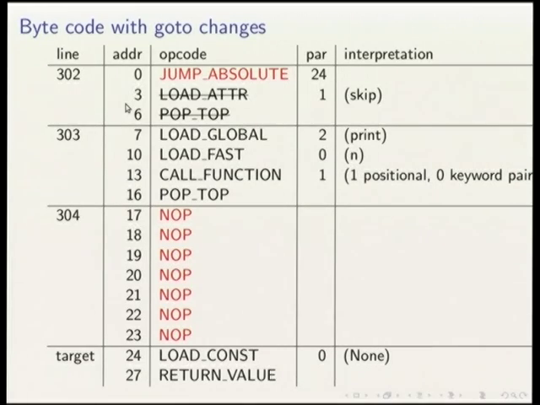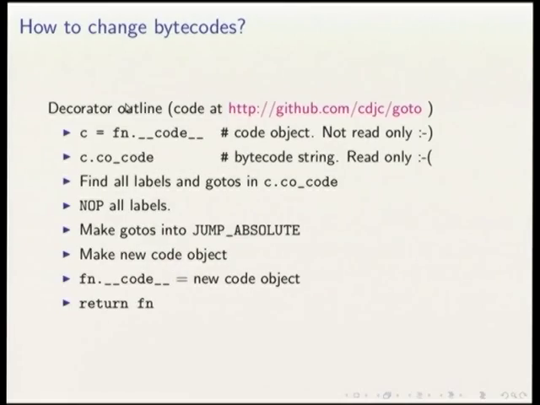And this is what we want it to look like. So line 302, there's actually 7 bytes for that, but we're only using 3 because we've changed that to a jump absolute. So there's 4 bytes that are just sitting there doing nothing. So I'll cross them out so you can see that they're never used. We've completely no-opped out our label, and that's what we want. So how do we do that? What does the decorator look like?